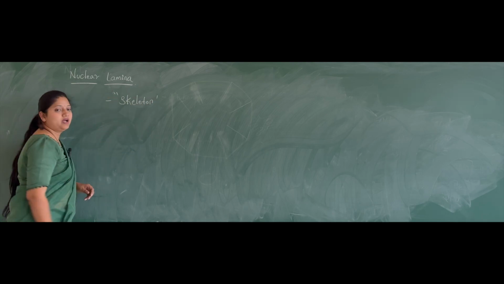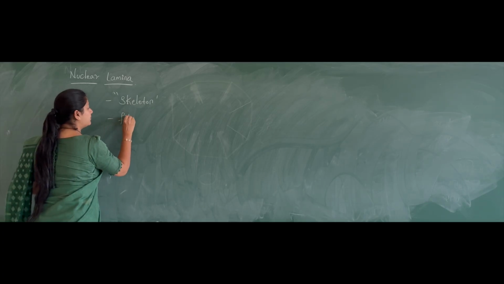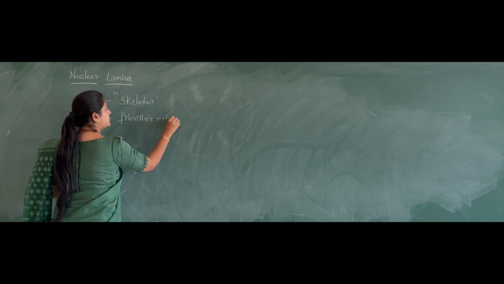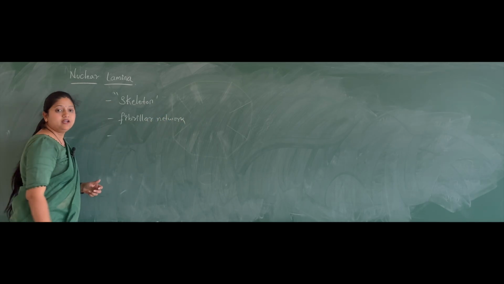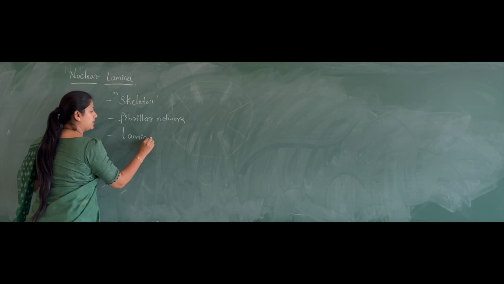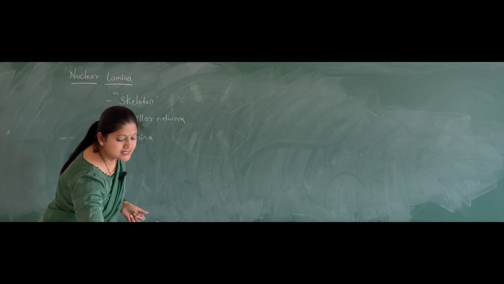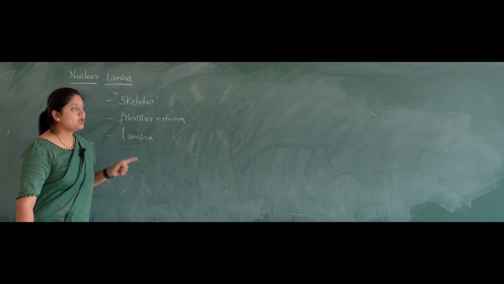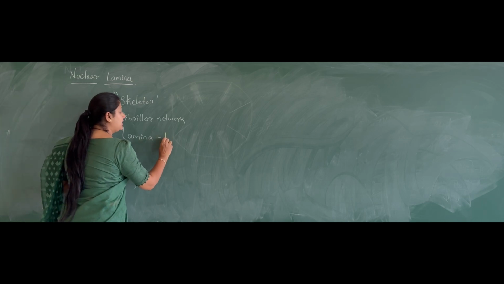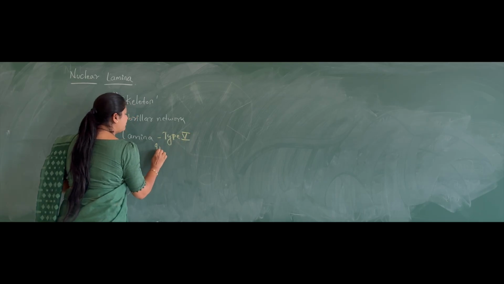The nuclear lamina basically acts as a skeleton, which is a fibrillar network made up of a protein called lamina. Lamina is the name of a protein present in this fibrillar network of the nuclear lamina. And this lamina is a type 5 intermediate protein.